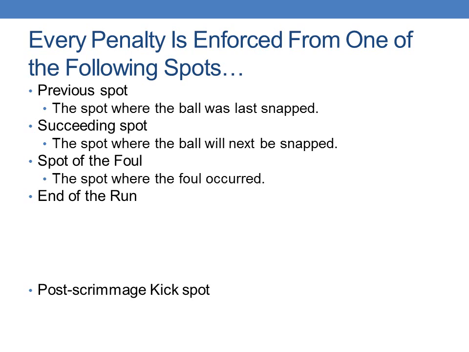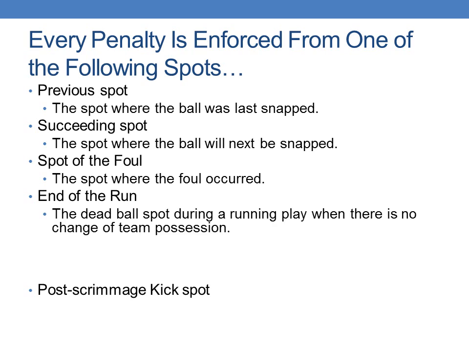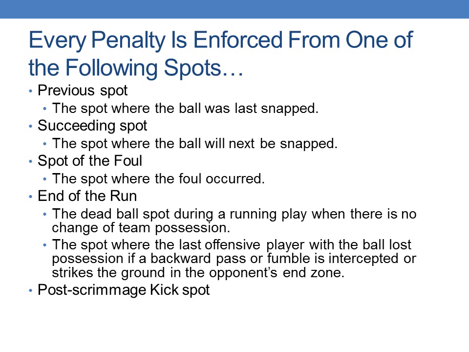The spot of the foul is quite simply the spot where the foul occurred. The end of the run is an additional spot. This could mean a couple of things. One, it could be the dead ball spot during a running play with no change of team possession, or we could have the spot where the last offensive player with the ball lost possession if a backward pass or fumble is either intercepted by the opposing team or strikes the ground of the opponent's end zone.